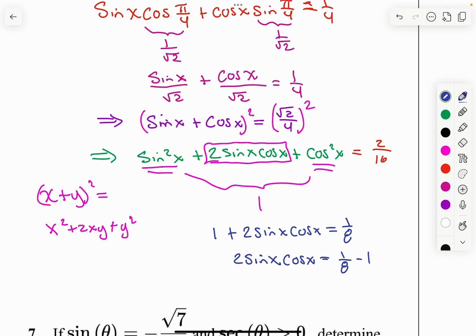An eighth minus 1, which is an eighth minus 8/8, which is negative 7/8. Okay, and again, of course, remember this is sine of 2x because we expanded it. And we get negative 7/8.